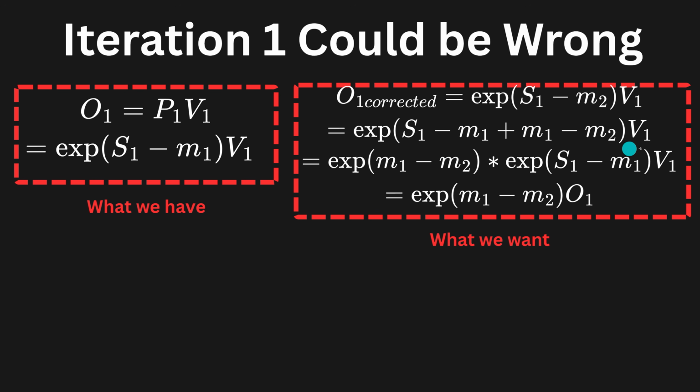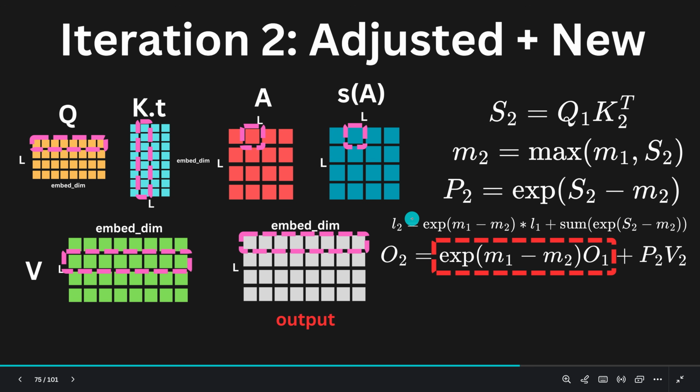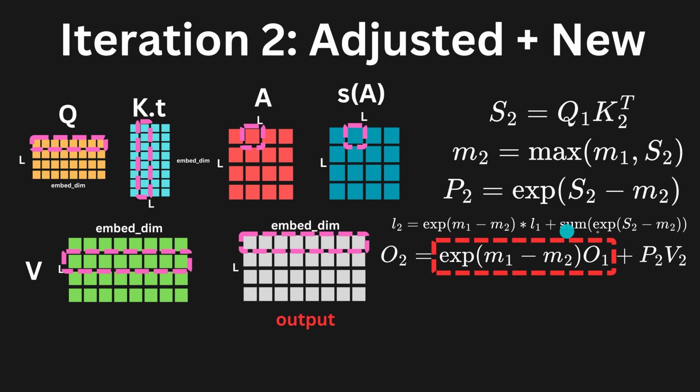We're going to pull out the terms just like before, and we're essentially going to end up with e to the power M1 minus M2, the same adjustment term as before, times e to the power S1 minus M1 times V1. And e to the S1 minus M1 times V1 is what we had earlier. That's O1. So our corrected O should be our adjustment term times O1. And so this is essentially what it's going to look like. L2 is going to be adjusted L1 plus the new term. O2 is going to be my adjusted O1, with the same adjustment factor, plus the new P2 V2.